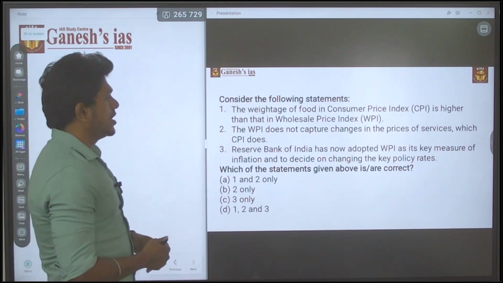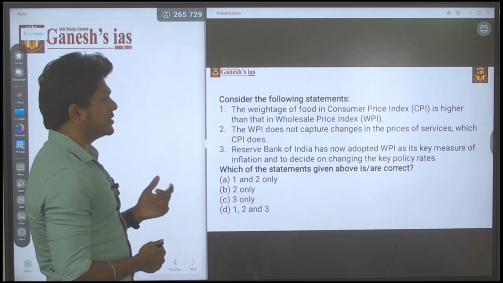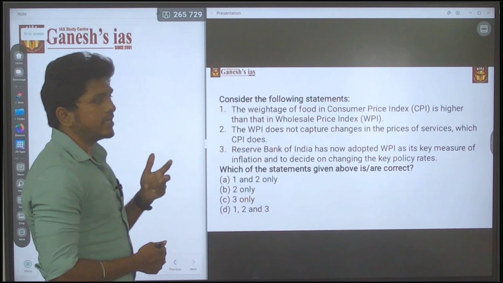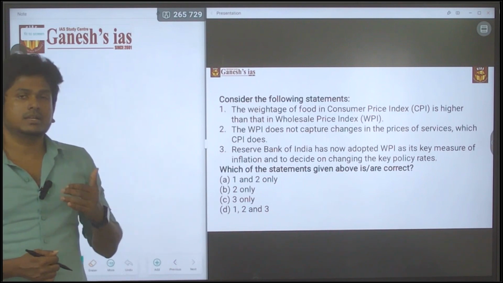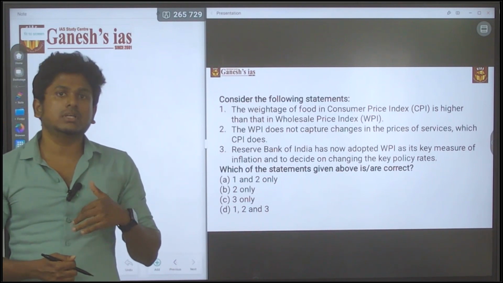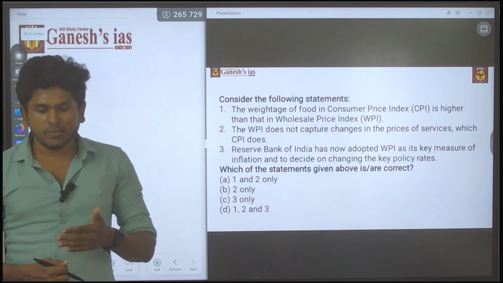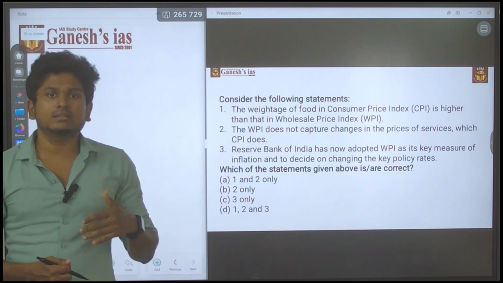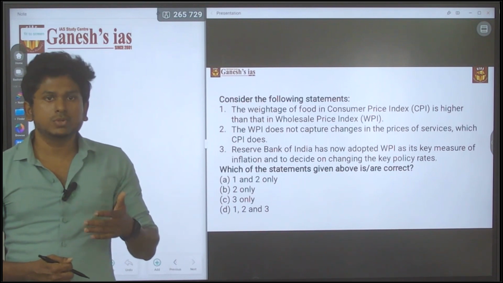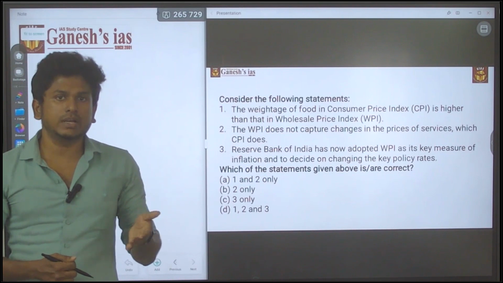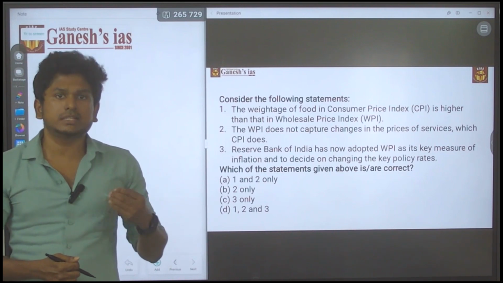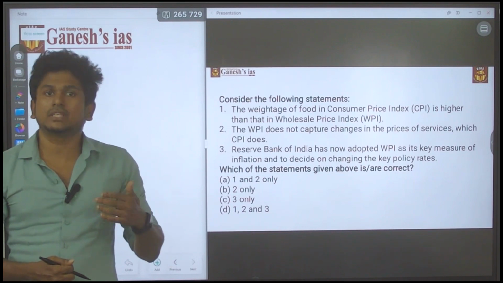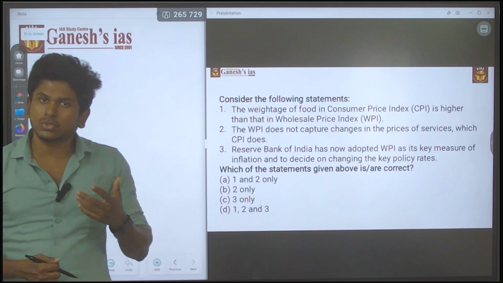Okay, next, the WPI doesn't capture the changes in the prices of services, which the CPI does. Yes, obviously, because the consumer is consuming both goods and services. Say a person comes to this institution and he is consuming knowledge. That is called the service sector. So whatever the consumer consumes is measured in the CPI. But in WPI, there is no concept of measuring the service sector. So the second statement is also right.